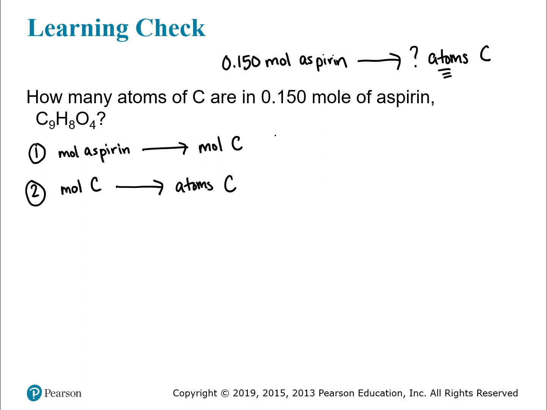Let's start with part 1, moles of aspirin to moles of carbon. We've got to write a conversion factor. That's the carbon. That's what we care about. If we have 1 mole of aspirin, we have 9 moles of carbon. Then we write the reciprocal.